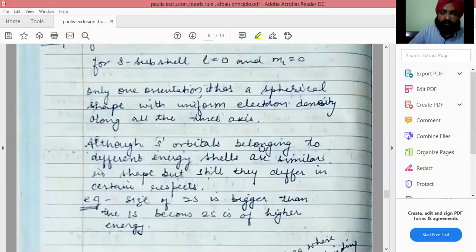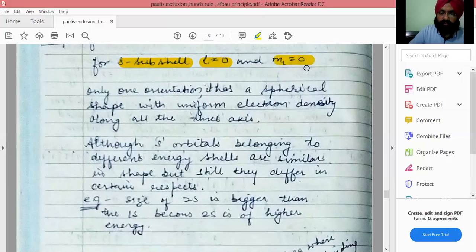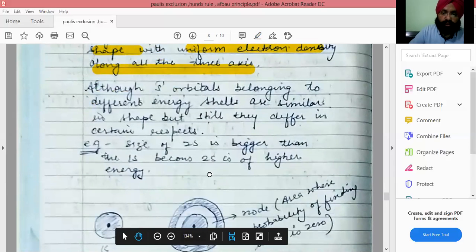So a brief description is here. For the s orbital, l is equal to 0, ml is equal to 0. So only one orientation, only spherical shape is there. In this case, there is uniform electron density all along the 3 axes. This is the spherical shape which gives one orientation only.